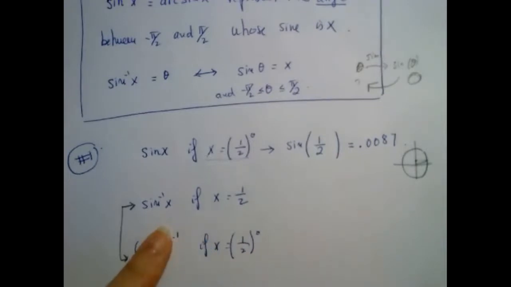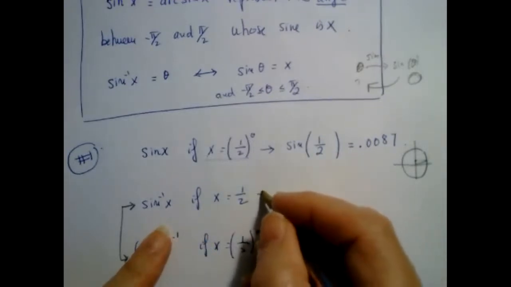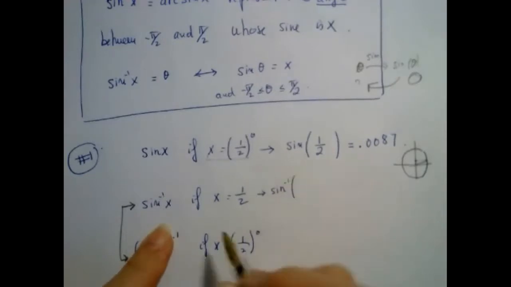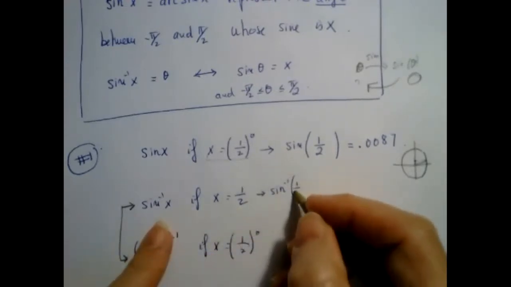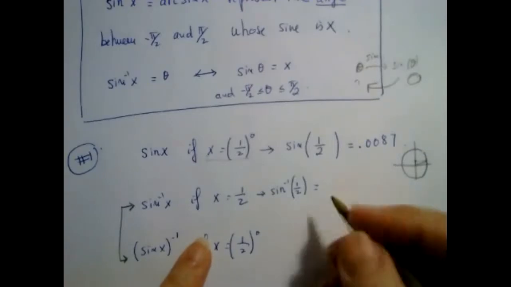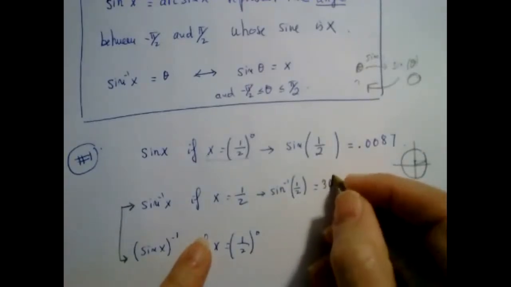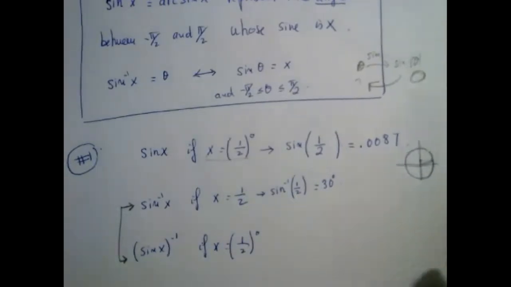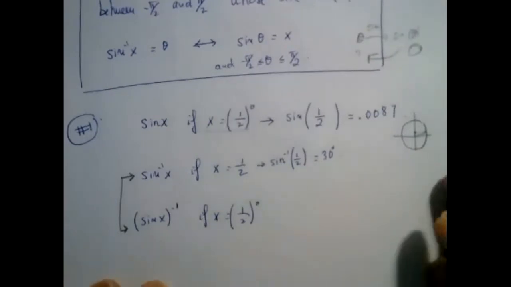Question number 2. What are they asking you about? What is sine inverse? So they want you to plug in 1/2 here. But what's sine inverse of 1/2 now? What are they asking you? Now it's your 30 degrees. Now it's the arc sine. That's the arc sine. That's the angle whose sine is 1/2. Okay, now what's the last one?